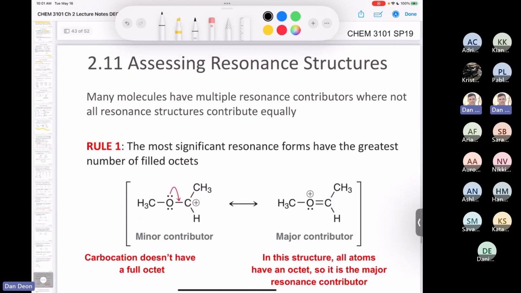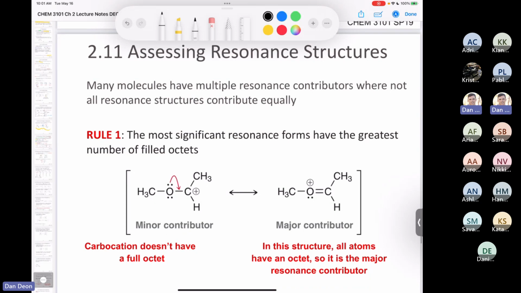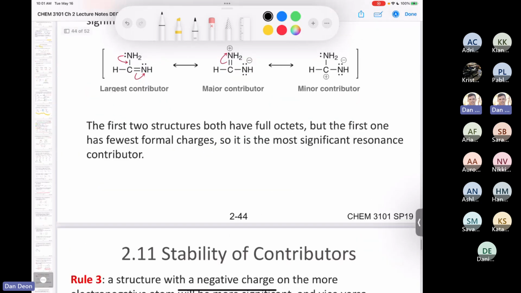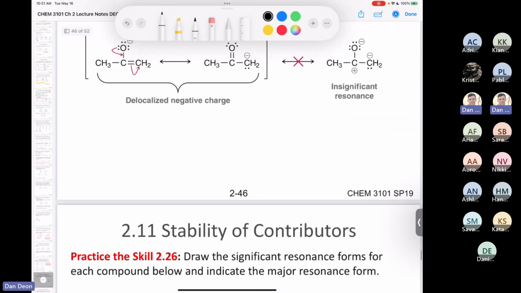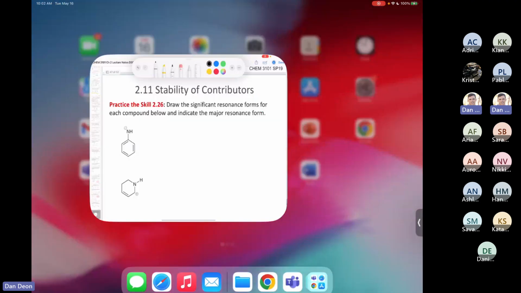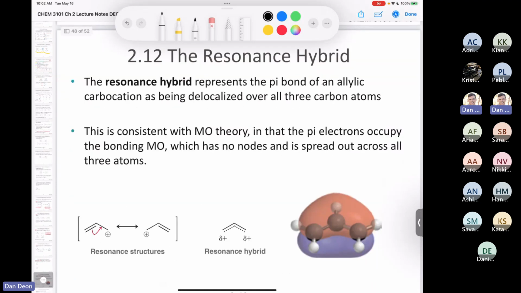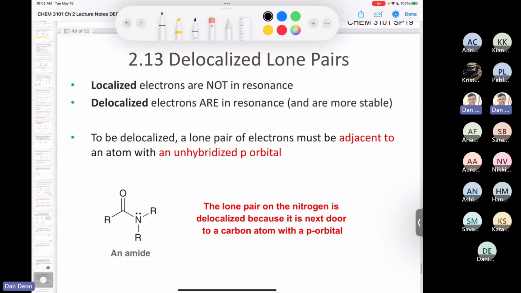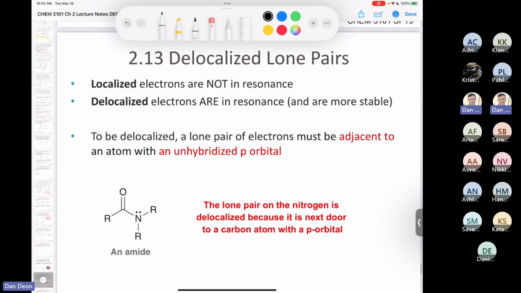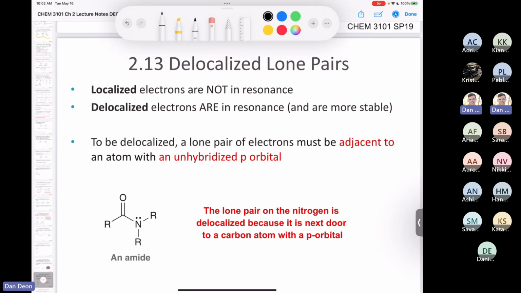After we get through all that, we're going to take a look at all the different resonance contributors to the hybrid, and we're going to look at a set of rules that enables us to identify which contributors are going to contribute the most to the resonance hybrid. It doesn't take too long to cover all that, but it enables us to evaluate our resonance contributors and identify which ones contribute most to the resonance hybrid. Then we're going to talk about the resonance hybrid a little bit more, and that brings us to almost the end of the chapter, where we talk about amides and the hybridization of the nitrogen in an amide.